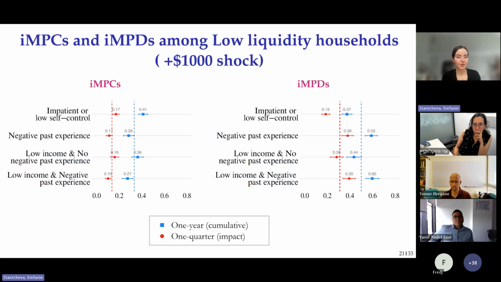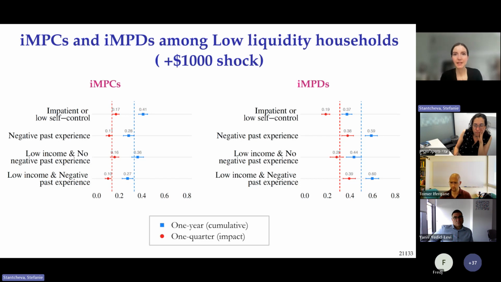And furthermore, among those who are low income, those who are doing temporarily worse have lower MPCs and higher MPDs than those who are usually low income. So this is something valuable that we can see. Just looking at liquidity doesn't provide the full picture, because we don't know why people have low liquidity to start with.